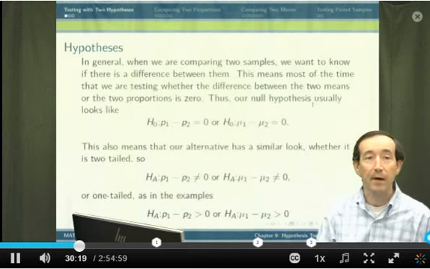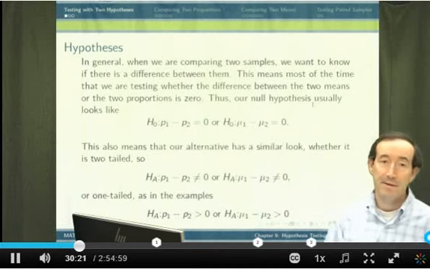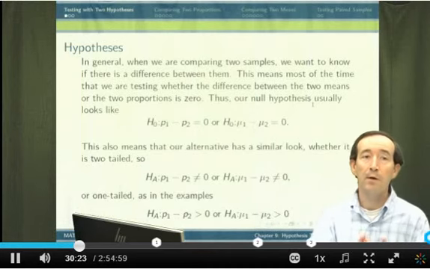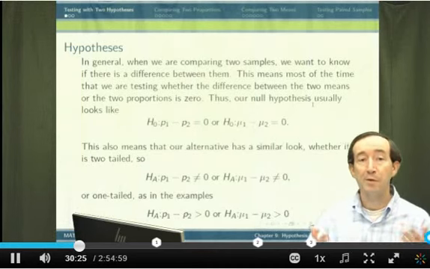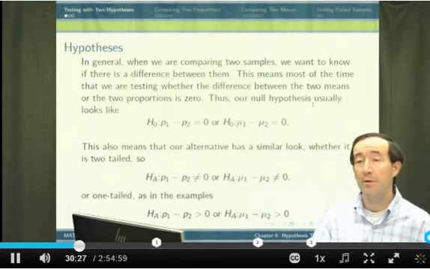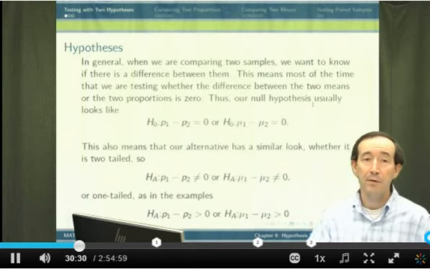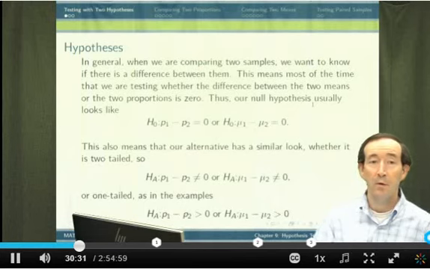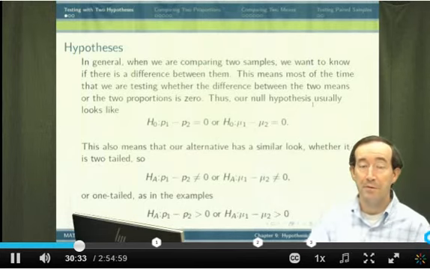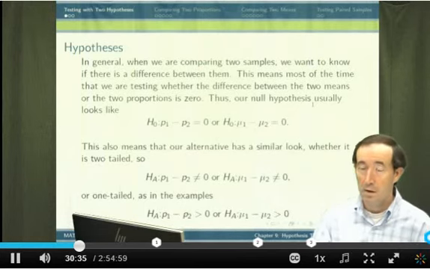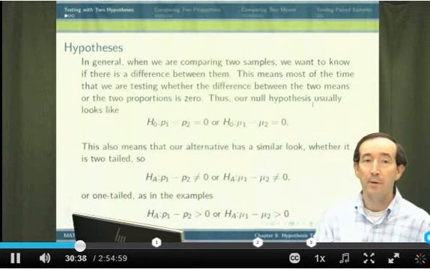So let's think about how our hypotheses might be different here. If we are collecting two different samples to try to compare two groups, generally the comparison we're trying to make is to know whether they have a different average or a different proportion. And this is where it helps a little bit to think about what it means to be different.